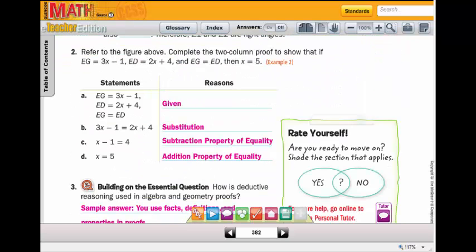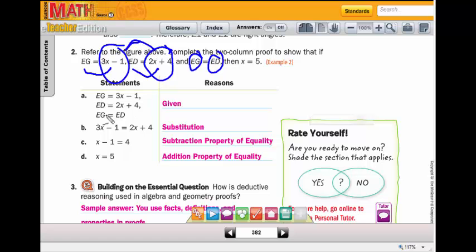Refer to the figure above. Complete the two-column proof to show that if EG equals 3x minus 1, ED equals 2x plus 4, and EG equals ED, then x equals 5. So basically what we're showing here is that EG is 3x minus 1 and ED equals 2x plus 4, but since EG and ED are the same, that would mean that this and this are also the same.